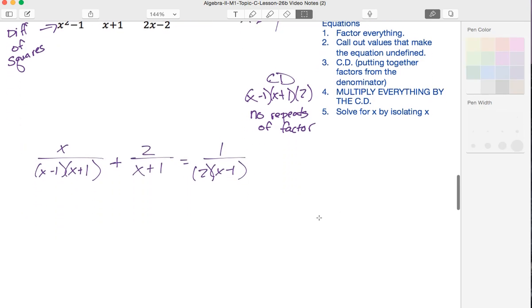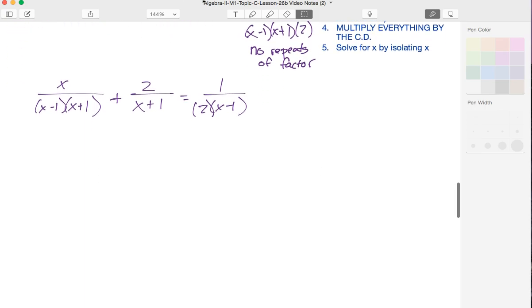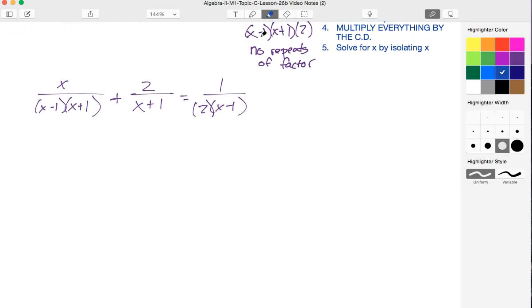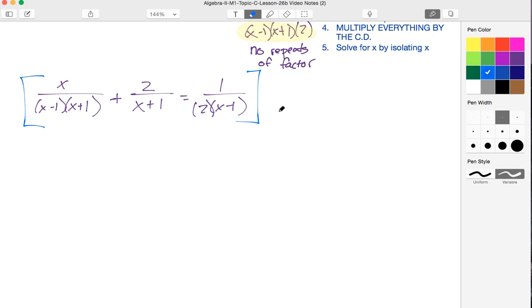Okay, so let's do the thing where we multiply everything by the common denominator. I'm going to highlight my common denominator. My common denominator is this guy over here, and we are going to multiply everything. And by everything, I mean everything by this common denominator. So I have x minus 1, x plus 1, and 2. And this is technically over 1. All right. We're going to multiply the common denominator by this expression.